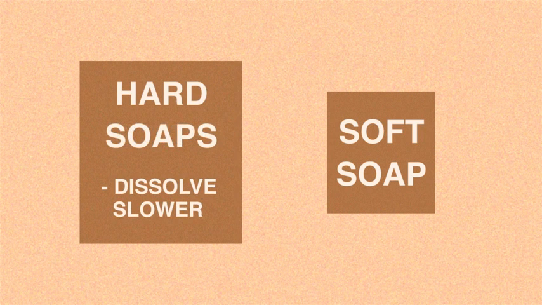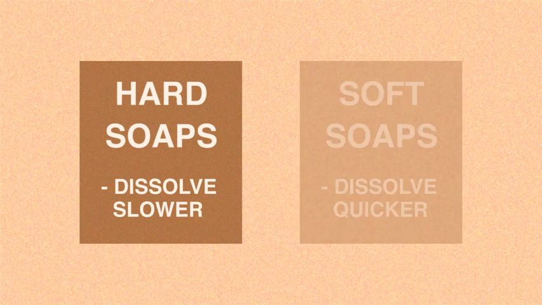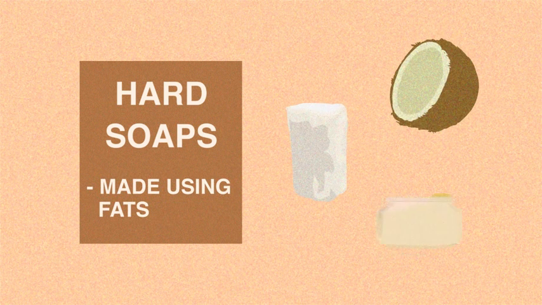Soaps can be hard, meaning they can be moulded into shapes, typically a bar, or they can be soft, like those found in hand washes, which are liquefied and kept in bottles. In addition, hard soaps dissolve more slowly, whereas soft soaps dissolve more quickly. Hard soaps are made by using certain fats, like coconut oils, lard, or cocoa butter.